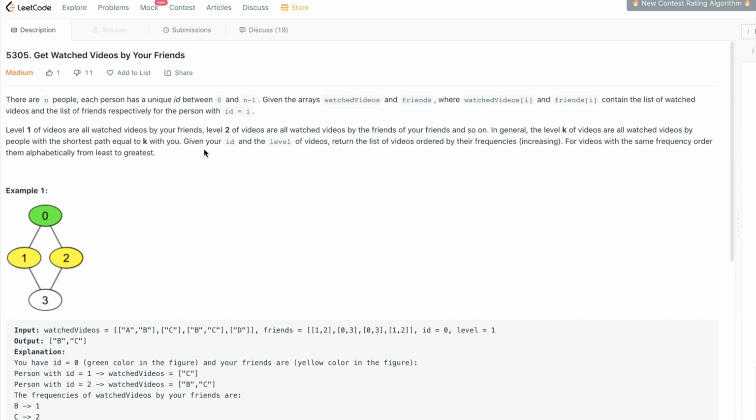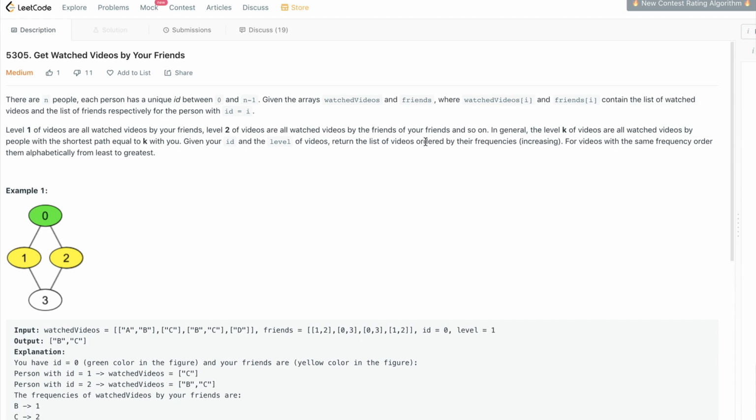And essentially the problem is we get an ID and a level of videos, and we want to return the list of videos of that level for a person of ID I, right? There is just one distinction, that the ordering has to be done in a way where the videos that have more frequency should be first, and then those that have equal frequency should be ordered alphabetically, in increasing order, right?